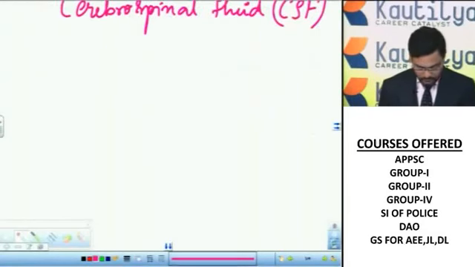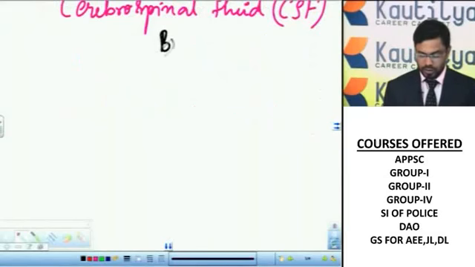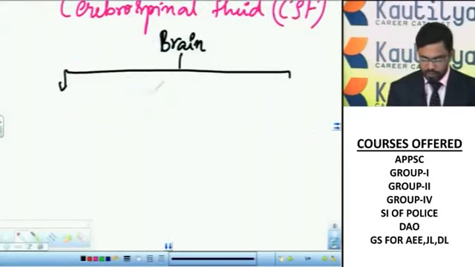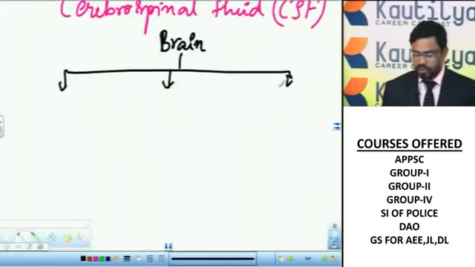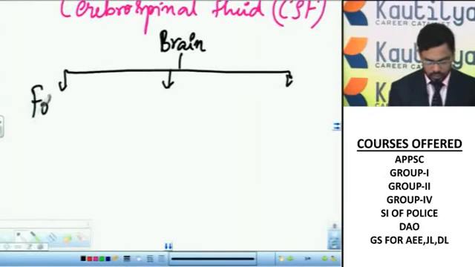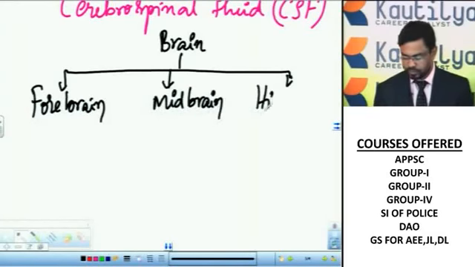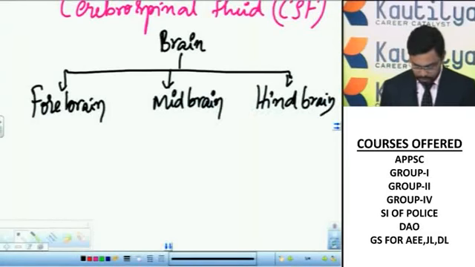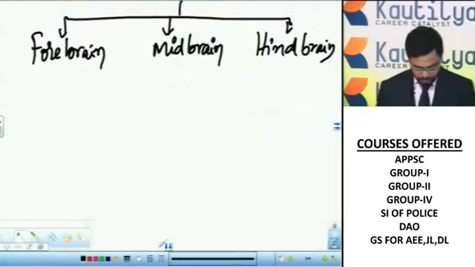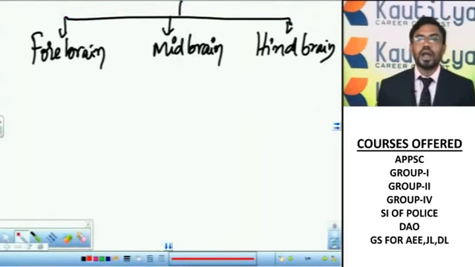If you observe the structure of a brain, the brain is divided into mainly three parts. They are forebrain, midbrain, and hindbrain. The forebrain is the front part of the brain. It is the anterior part of the brain.